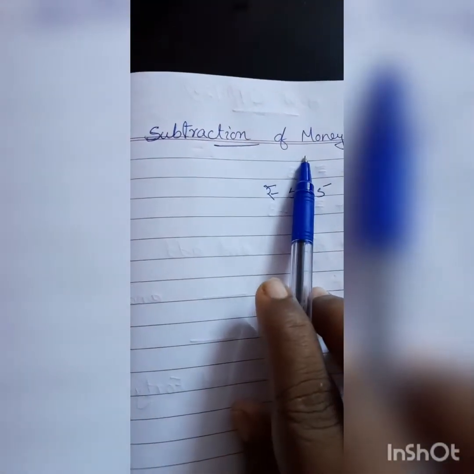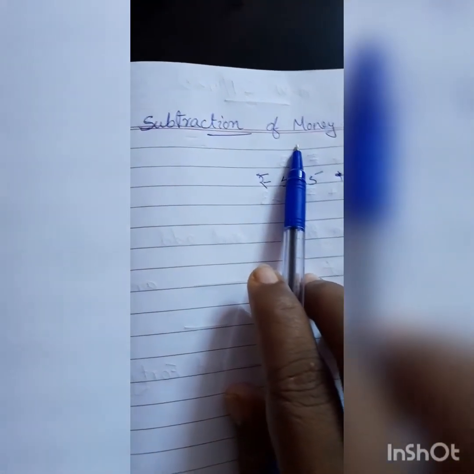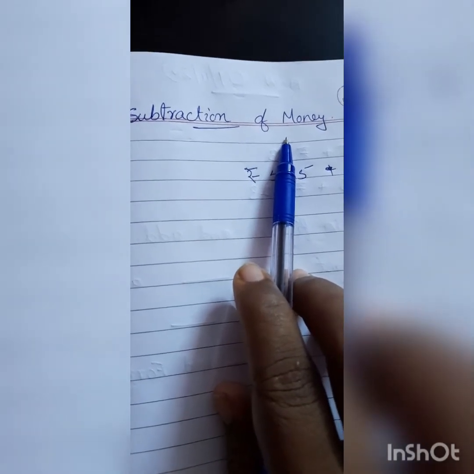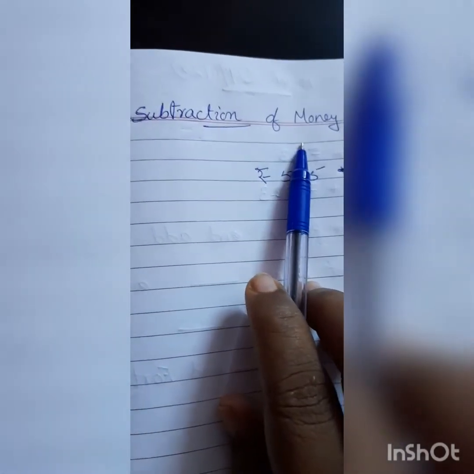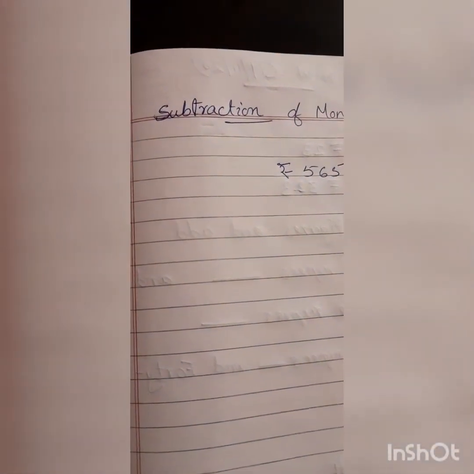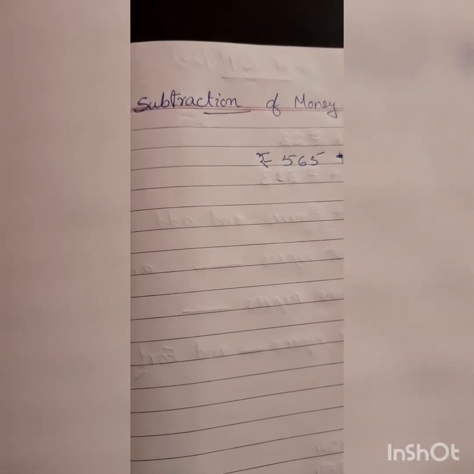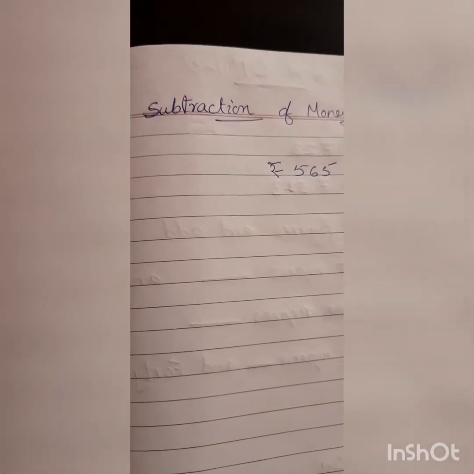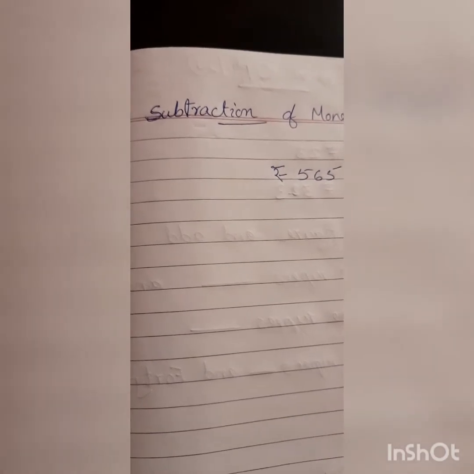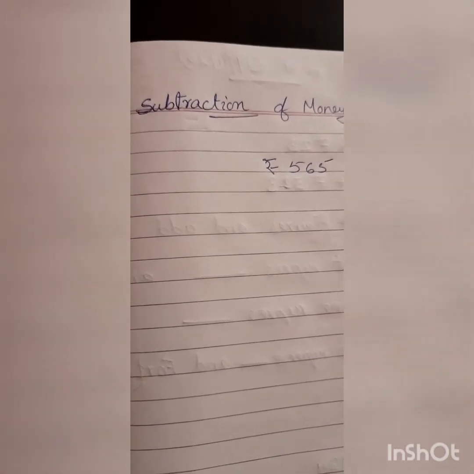Next we discuss subtraction of money. Already we studied how to subtract. The same way we subtract the money also. Subtraction is necessary when we purchase anything from the shop and we want to find the balance amount. In that situation we need subtraction.